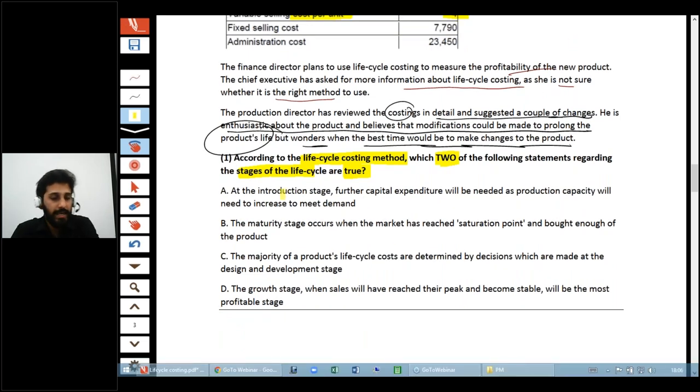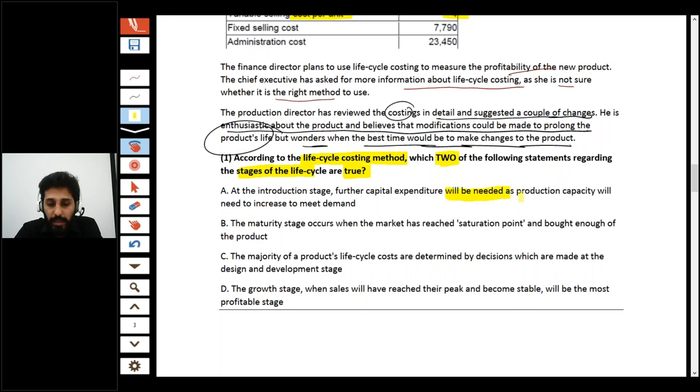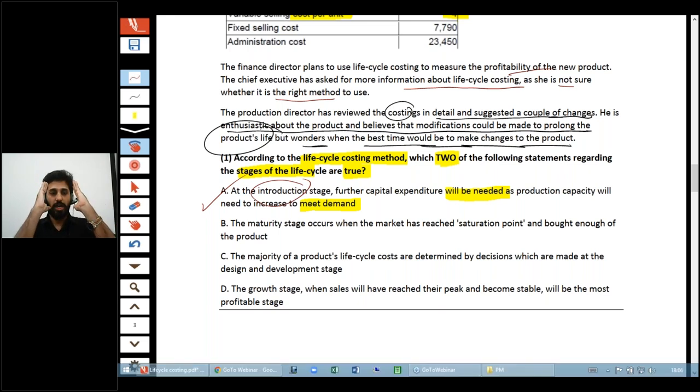Number one, at the introduction stage, further capital will be needed as production capacity needs to increase to meet the demand. Yes, it may be possible. When you are forcing that in the introduction stage, your demand is going to increase, so you need to inject more capital so that your production capacity could be increased to meet the demand. And this is absolutely right.